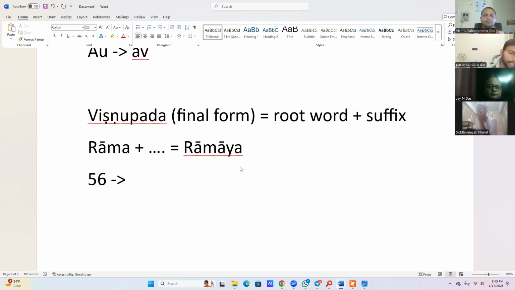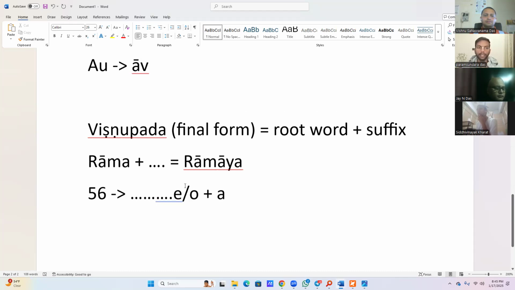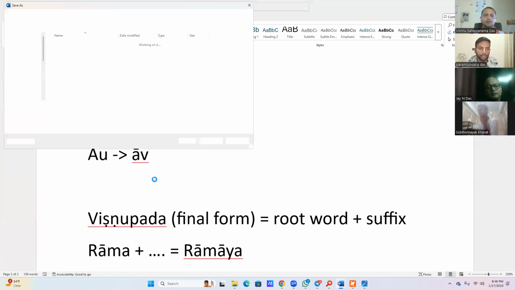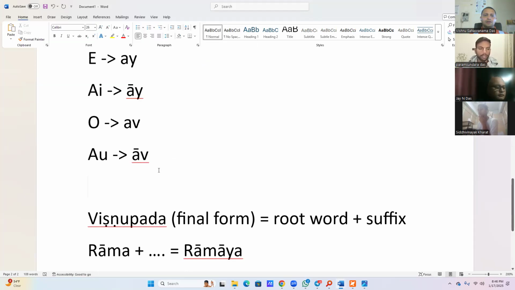So the sutra says, if there is a Vishnu Pada, like a final word, which is ending with either A Rama or O Rama, and then there is a Rama following. Now, when there was A and Sarveshwara following, A changed into this I.